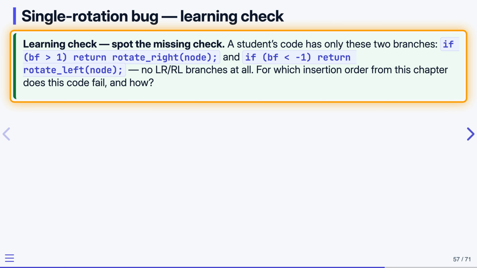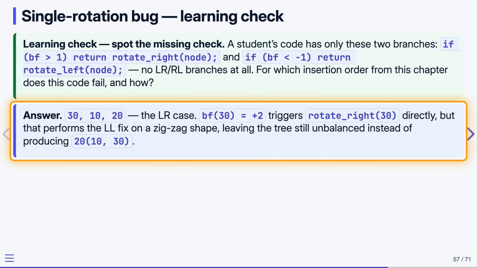Pause and think. The answer is 30, 10, 20, the LR case. The balance factor of 30 is +2, so the code calls a right rotation on 30 directly. But that applies the straight left-left fix to a zigzag shape. The tree comes out still unbalanced, instead of becoming 20 with children 10 and 30.